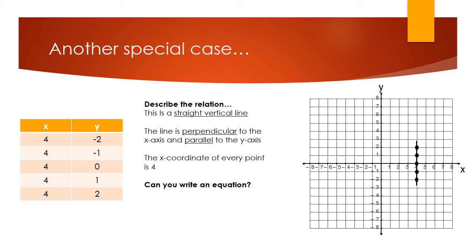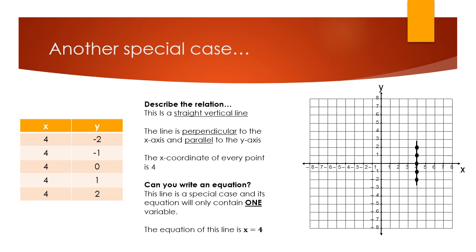So can you write an equation? You might be able to now that you saw the last one. You saw the y equals. So this line is also a special case, and the equation will only contain one variable. That variable in this case is x. So the equation for this line is x equals 4. And anytime you have a case where x is the same every time, whether it's in a table of values or in a graph, your equation is going to be x equals whatever that number is.